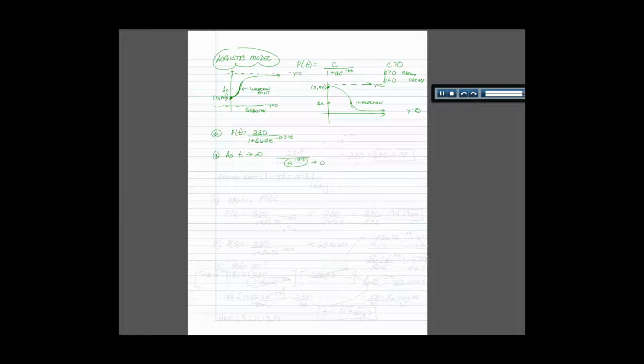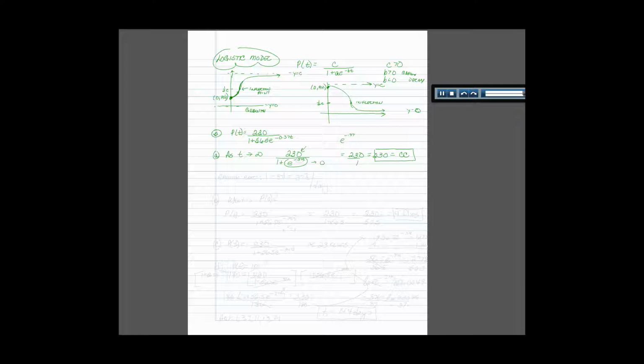Because if you think about it, it would be e to some tiny, tiny number. Negative 0.37 times a million. Okay, it would be a teeny, tiny little number, so it would be close to 0. Which would mean what you would have is 230 over 1 plus almost 0, which is 230 over 1, which is 230. Therefore, 230 is your carrying capacity. Okay? Right there it is.